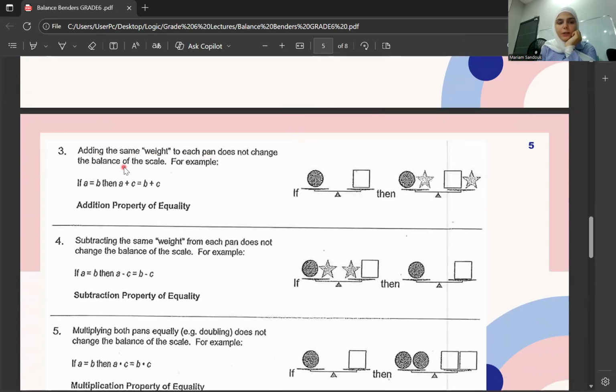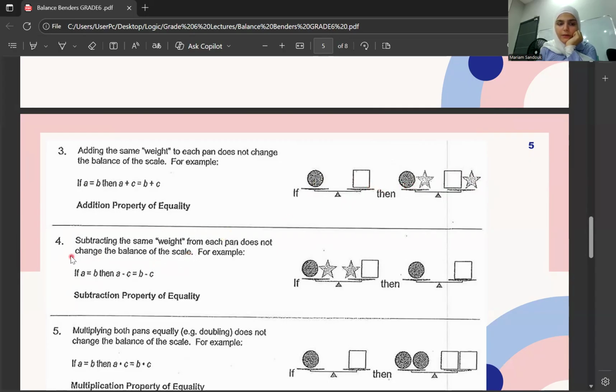What about the third property? Adding the same weight to each pan does not change the balance of the scale. For example, if we have on one pan a circle and on the other pan a square, then adding a star here and here does not change the balance. So they are still equal. If the circle is equal to the square, adding a star on both sides does not change it. So if A equals B, then A plus C is equal to B plus C. Adding a star does not change the balance.